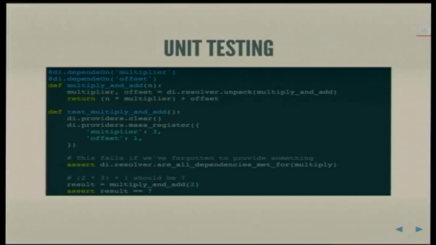So you set your providers up. This is another helper that will just check that you've actually registered all the appropriate providers for what you're testing. I'm sorry, that should be multiply and add there. And then you just run the code under test and check the output. But this is all the setup you need to do. There's no calling to a mocking library to replace some names.